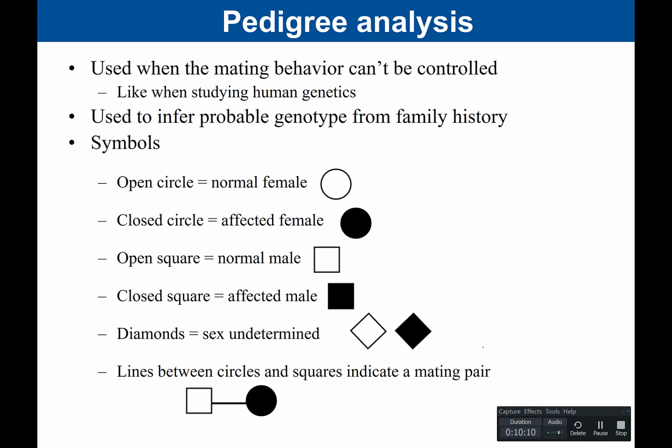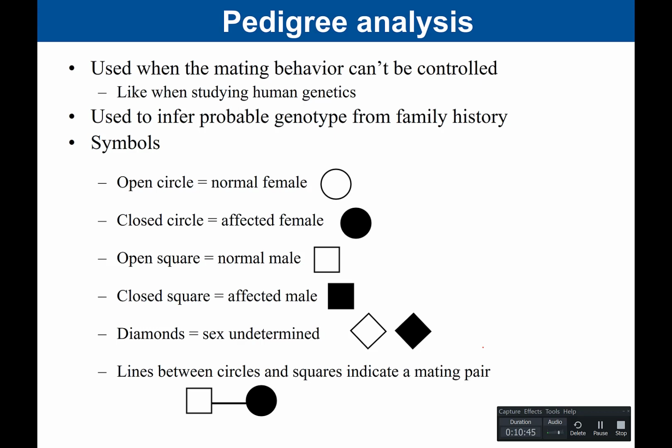So if you see a circle, it represents a female. If it is open, meaning not shaded in, that is a normal female. If it's a closed circle, meaning it's shaded in, that is an affected female, meaning she has whatever trait it is that you're looking at. Open square is going to be male, so squares are male. Closed squares are going to be affected males. Diamonds would be sex undetermined.